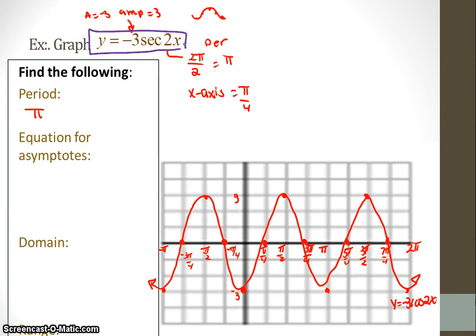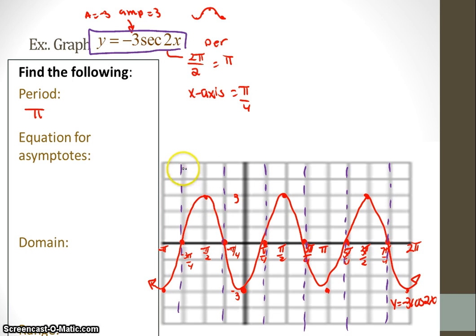So wherever cosine crosses the midline, my secant function is going to have a vertical asymptote. So I'm going to draw my vertical asymptotes always with dashed lines. So wherever your function crosses the midline, in this case the midline is the x-axis since there was no vertical shift. But of course if there was a vertical shift, we would look to see where the cosine function crosses the midline.